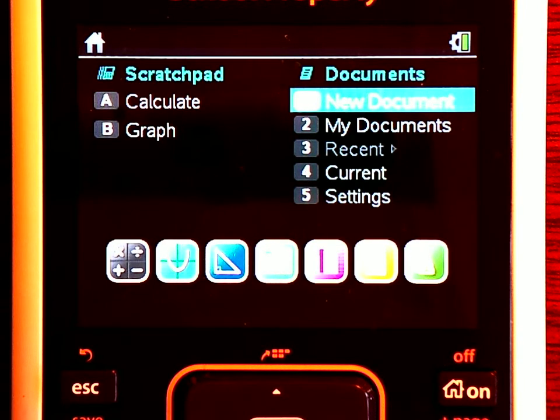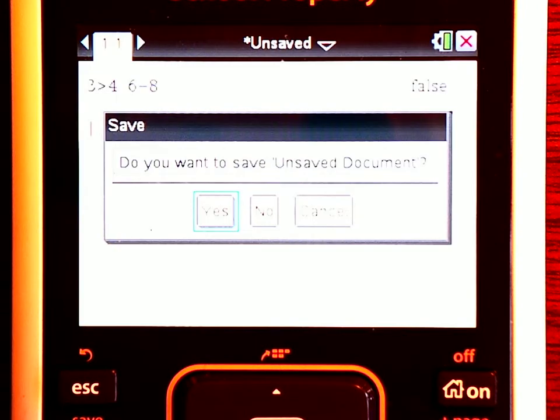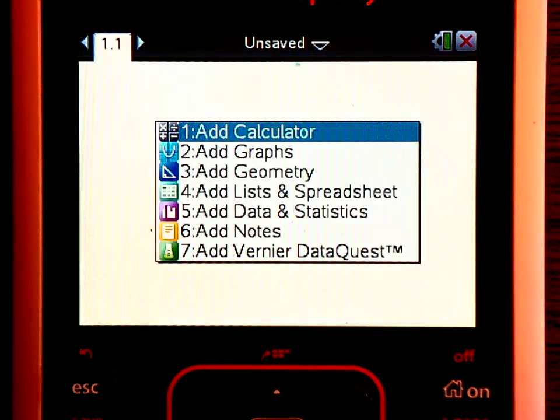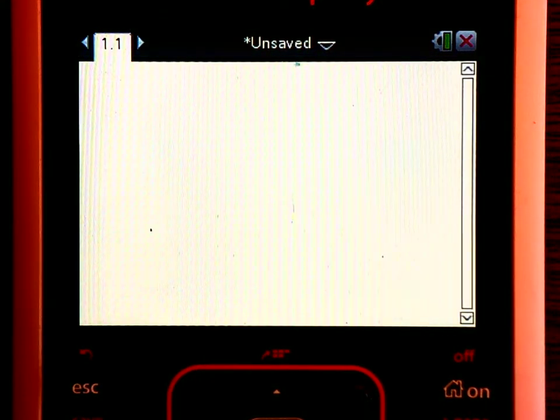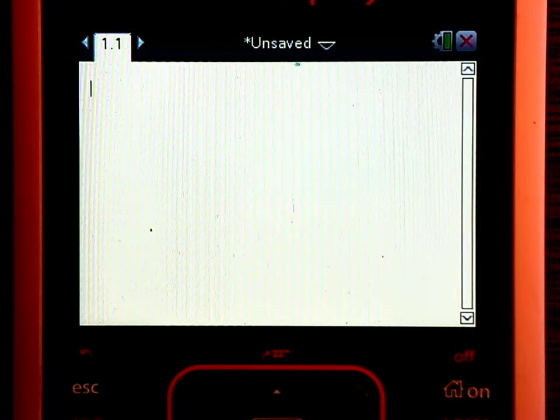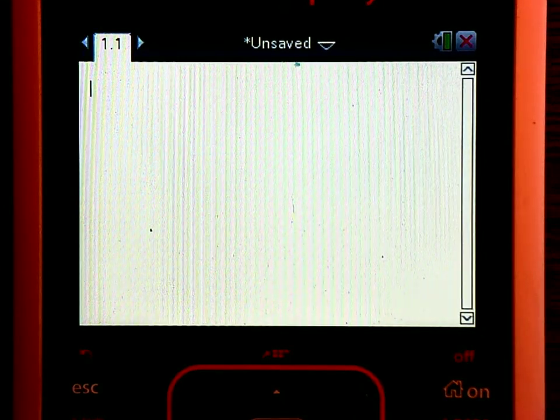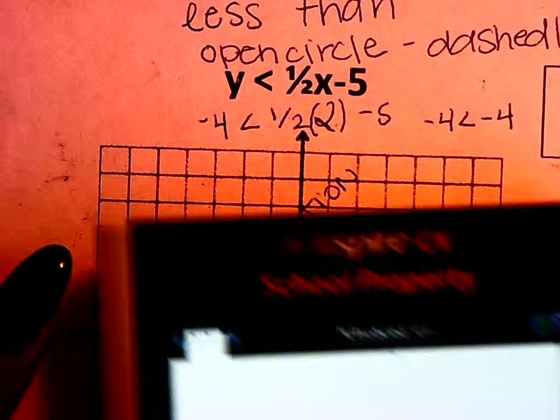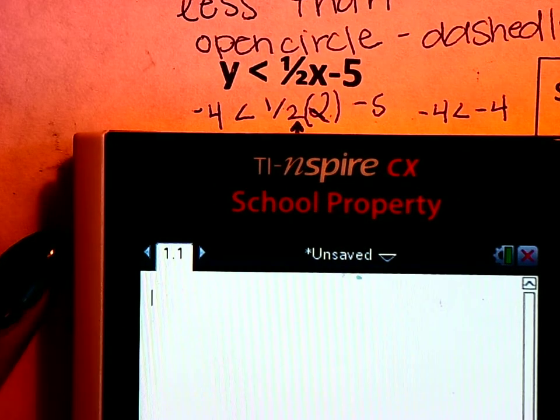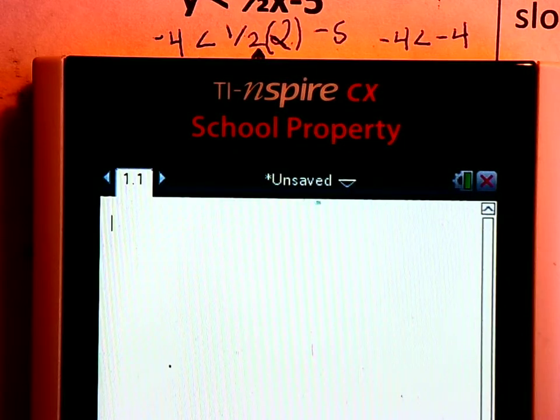So now, go home, go to New Document, no you don't want to save, and go to Add a Calculator. Now once we have our graph, that's pretty fine and dandy. But how can we check our solutions? Just like we did on that problem where we plugged in a point, that's what I'm going to show you, but I'm going to let the calculator do the work for you.